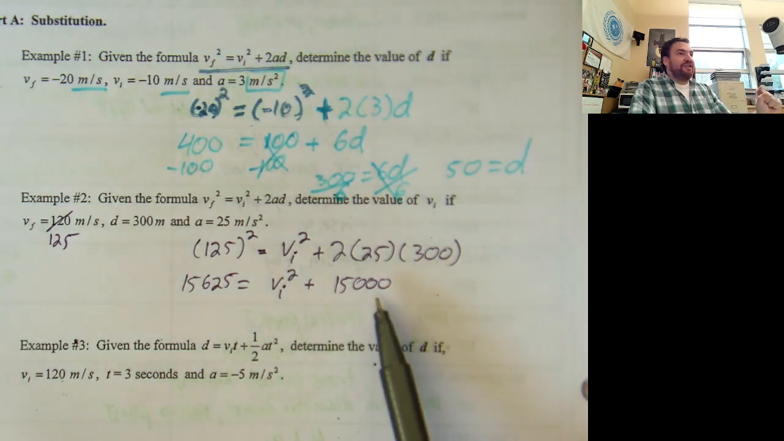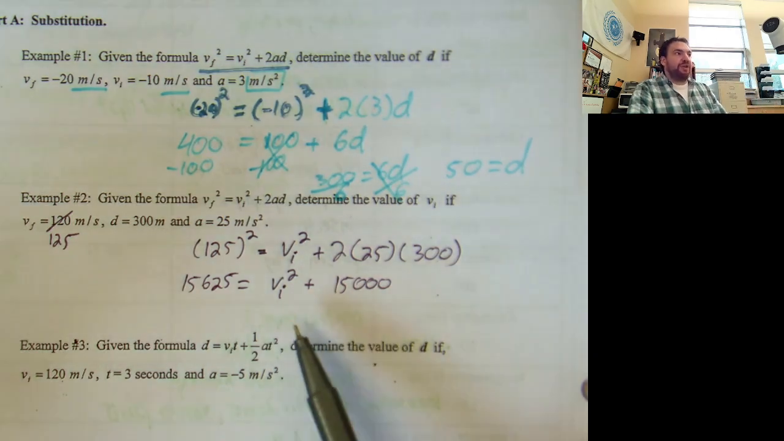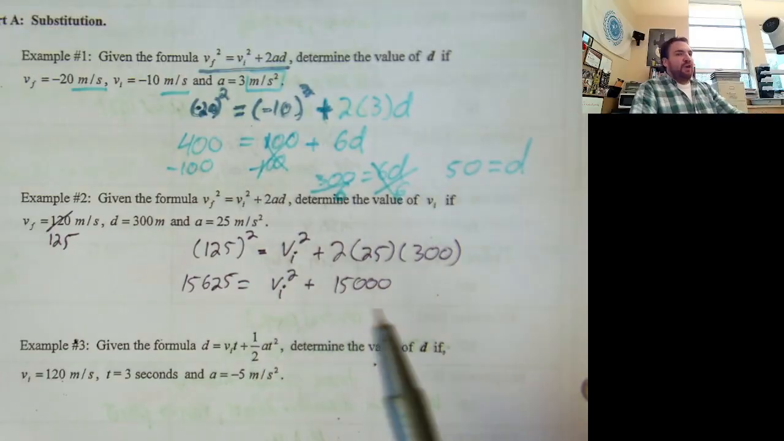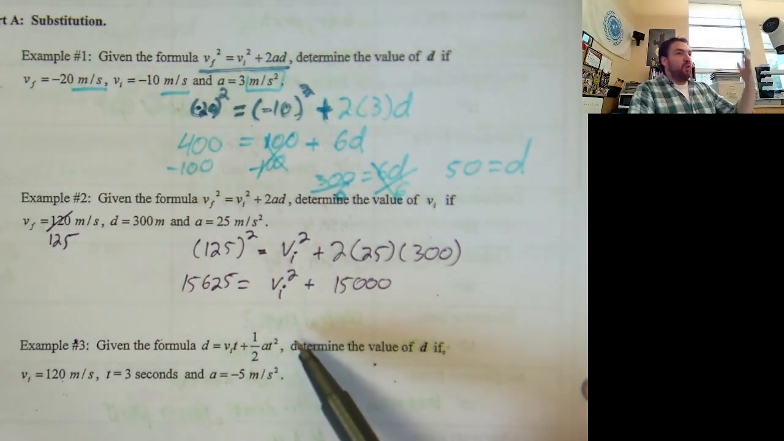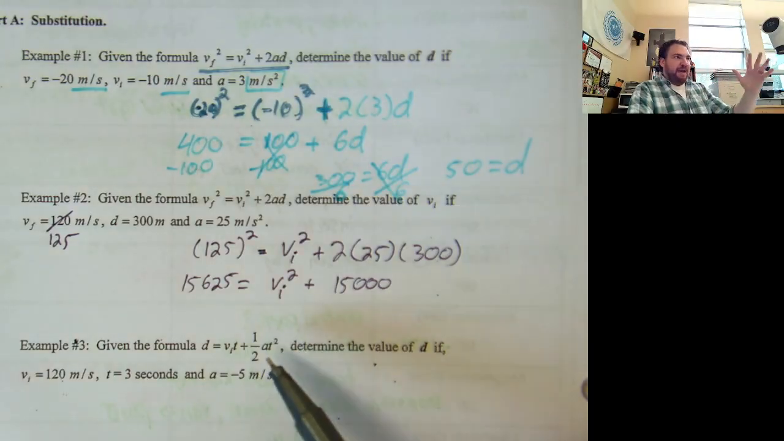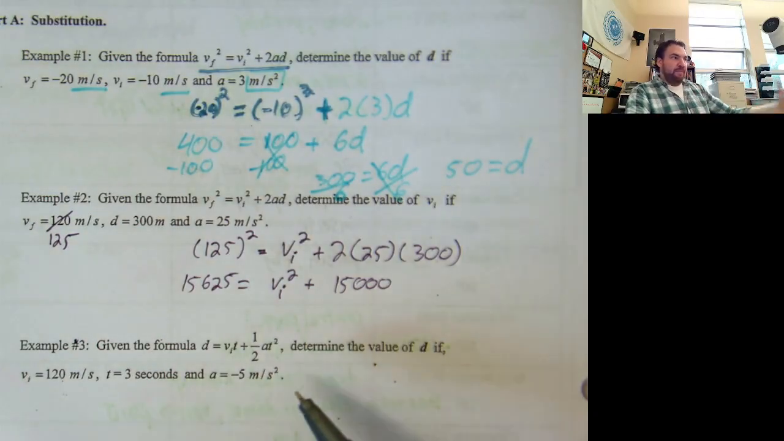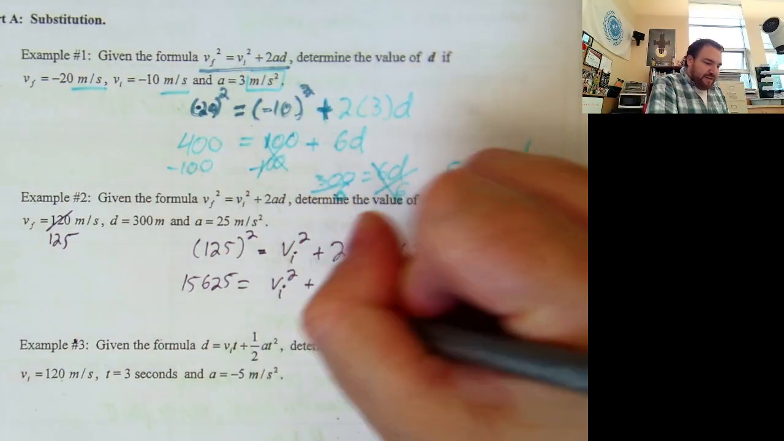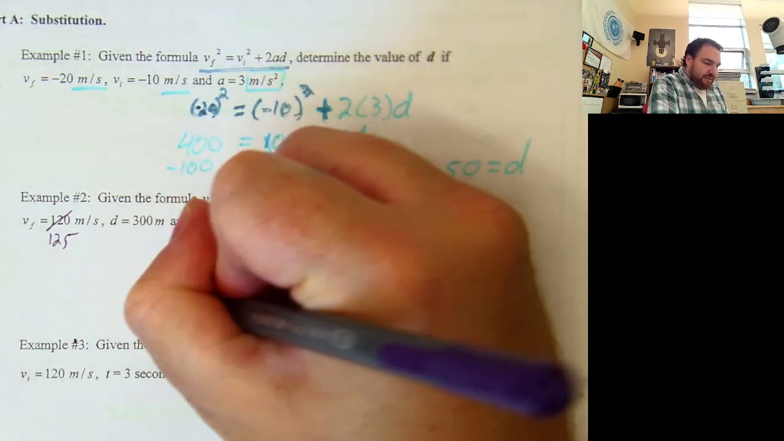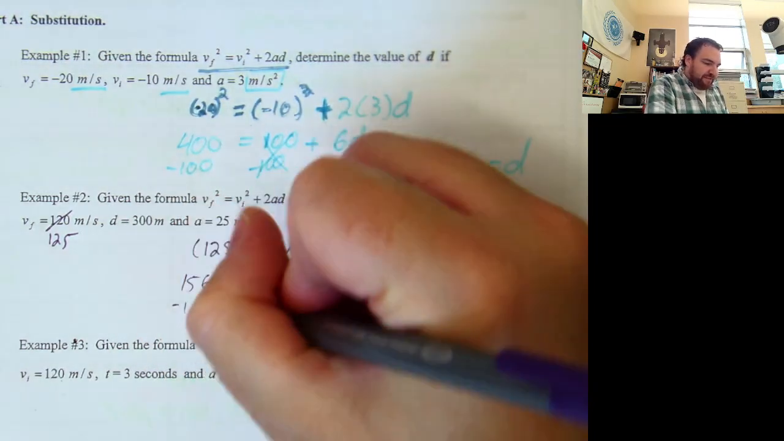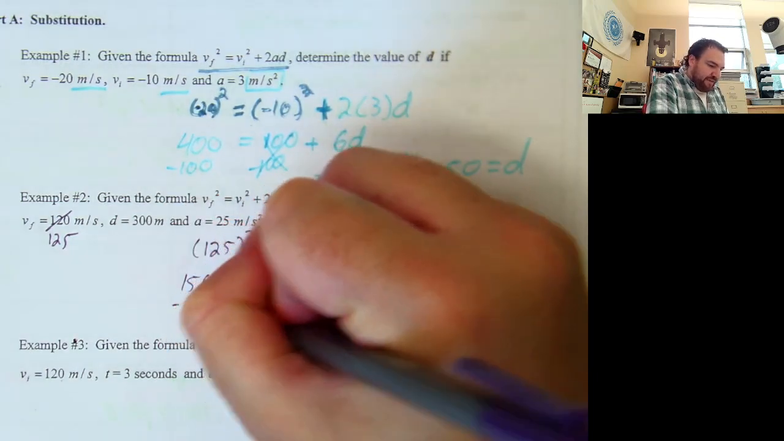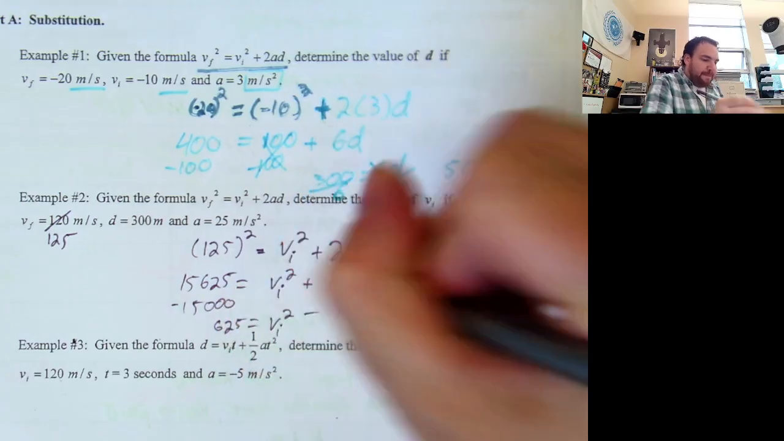The mistake I see all the time is that students at this stage are going to start square rooting things. Do not do that. When you're isolating for a variable, you're basically running BEDMAS backwards. If you have addition and subtraction, you got to get rid of that first. Then you got to deal with the multiplication and division. Then you have to deal with any exponents. BEDMAS is traveling in reverse when you're isolating for a variable. So we're going to take away the 15,000. We're going to be left with 625 equals VI squared.